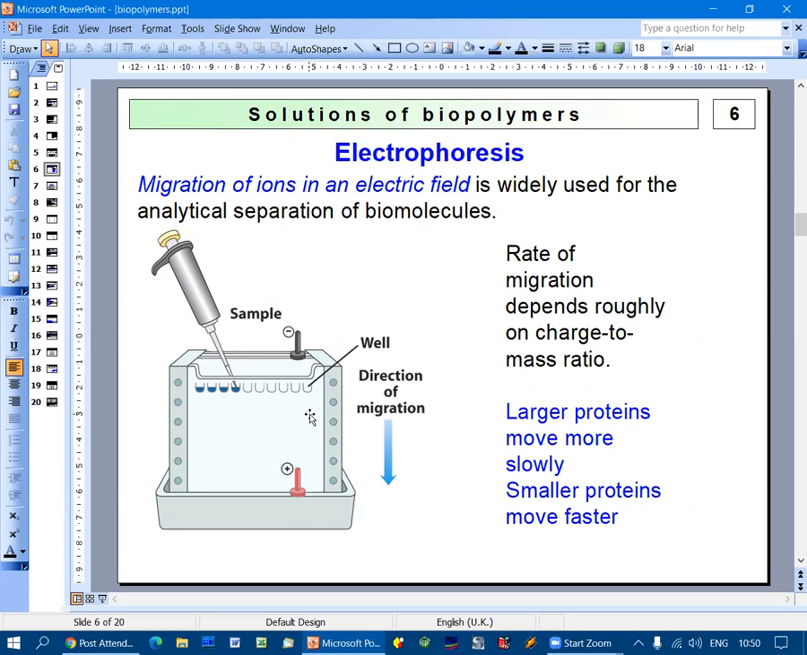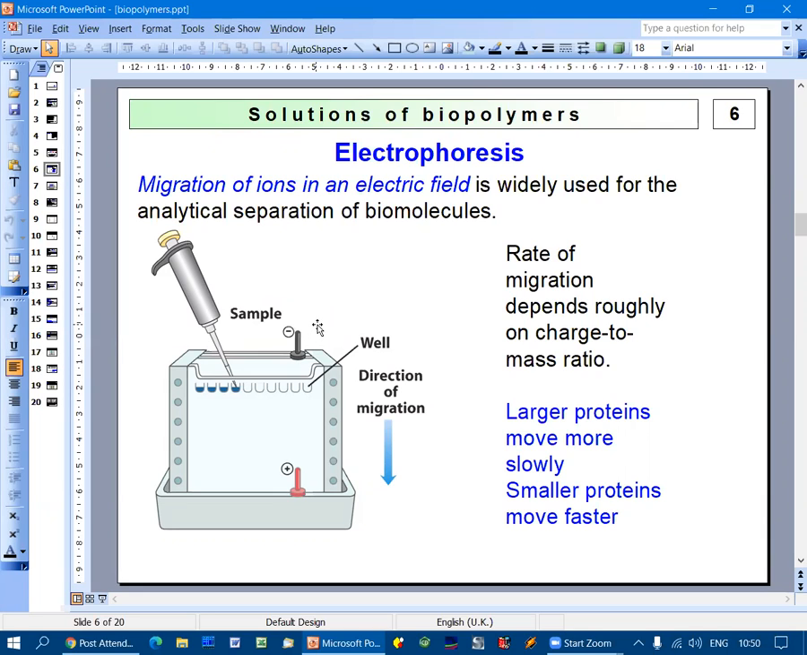Of course, molecules with different charges will move to the cathode or anode. It depends on their charge, and with different rates. The higher the charge, the higher the rate of such movement. This property allows, first of all, to separate protein molecules depending on their charge.